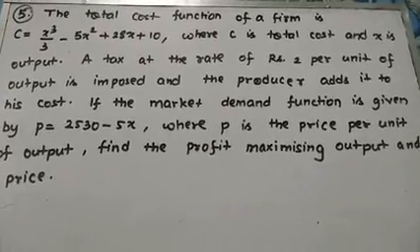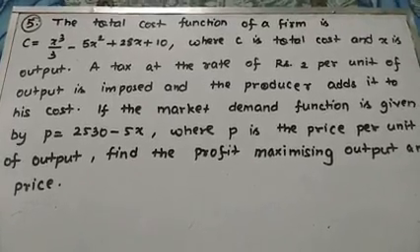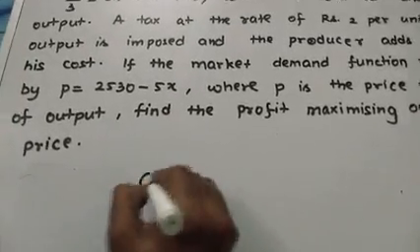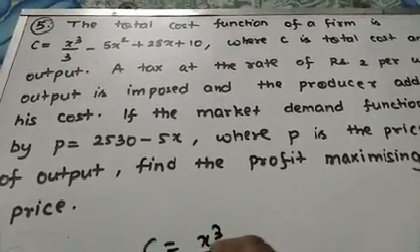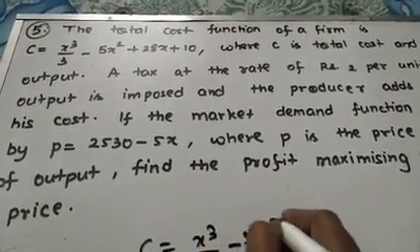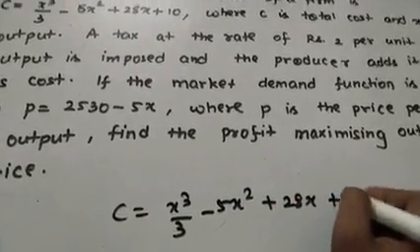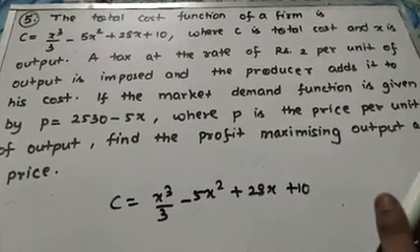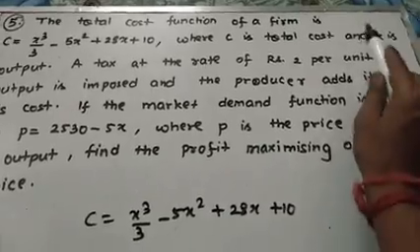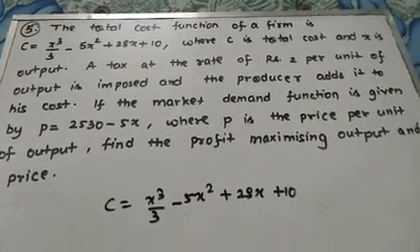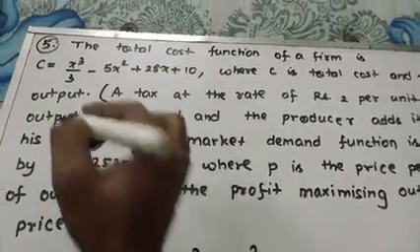Okay, question number 5. The total cost function of a firm is C. So C is given to you. First of all, let's see what the given parts are: x cube by 3 minus 5x square plus 28x plus 10. From the first line we get that the total cost function of a firm is C, where C is the total cost and x is the output. Okay, we get that.